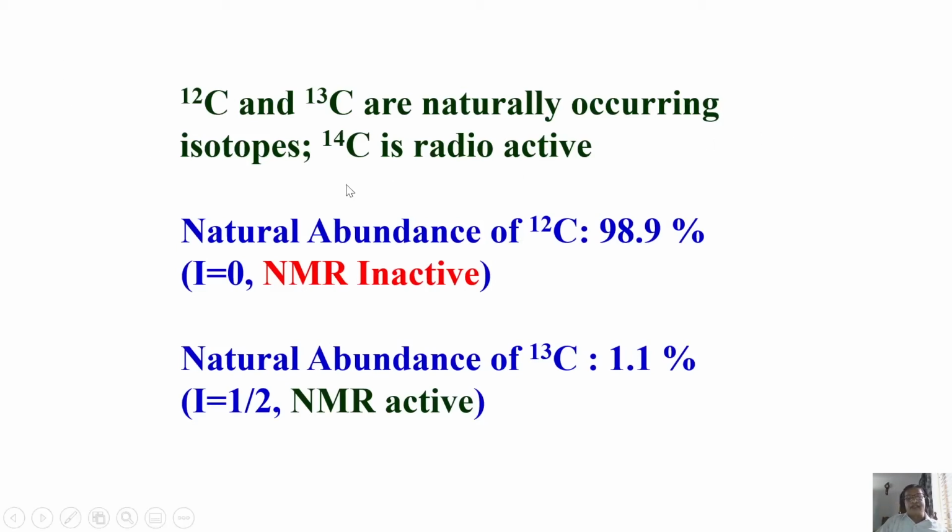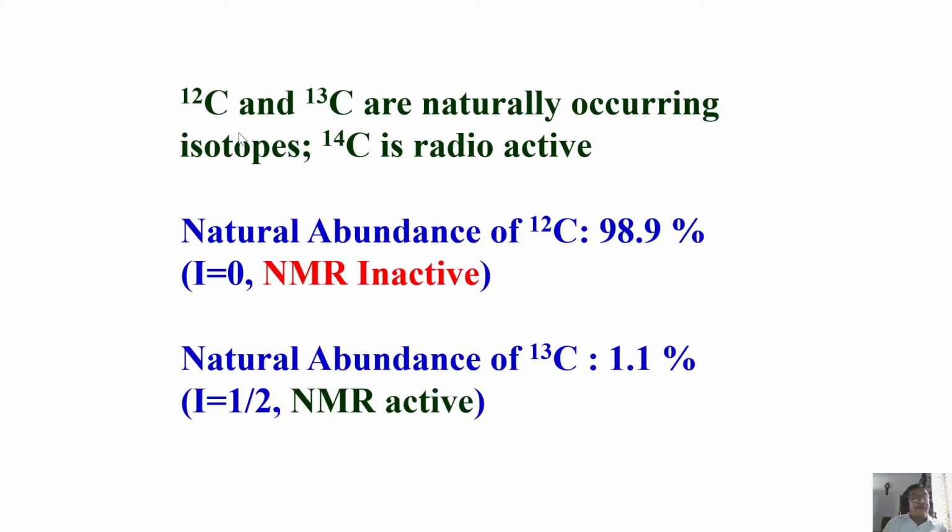Carbon has two naturally occurring isotopes, C12 and C13. C14 is also there, but that is radioactive. Ignore it. It's unstable. We concentrate only on carbon 12 and carbon 13. If you remember the very first class, when we worked out the spin of the nuclei, I said carbon 12, because of the even atomic mass and even atomic number, 12 and 6, its spin is 0. That's what I said.